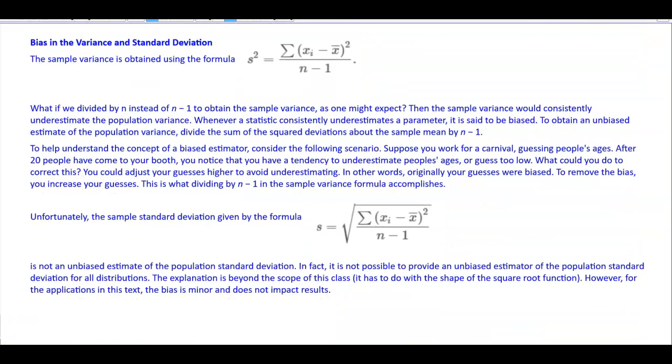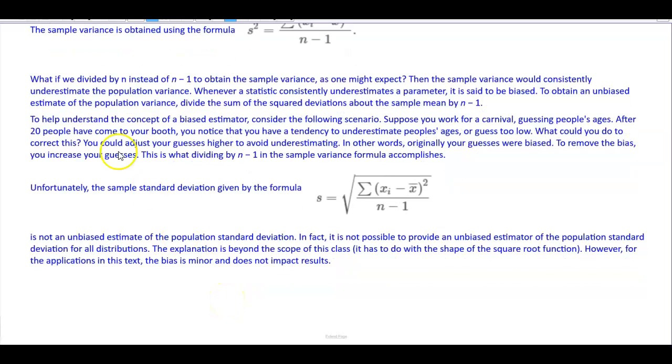Unfortunately, the sample standard deviation given by the formula s, which is equal to the square root of the sum of x sub i minus the sample mean, squared, over n minus 1, is not an unbiased estimate of the population standard deviation. In fact, it is not possible to provide an unbiased estimator of the population standard deviation for all distributions. The explanation is beyond the scope of the class. It has to do with the shape of the square root function. However, for the applications in this text, the bias is minor and does not impact the results.